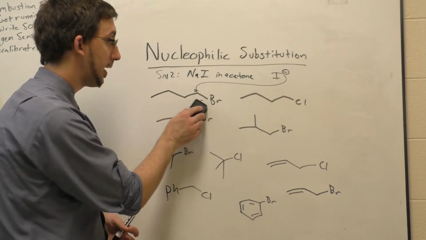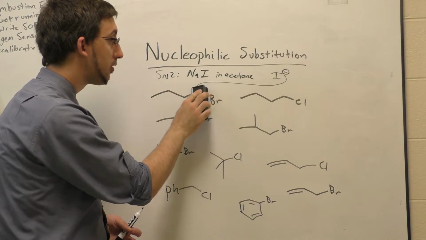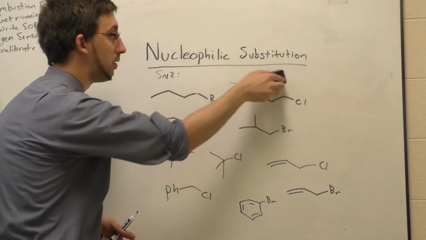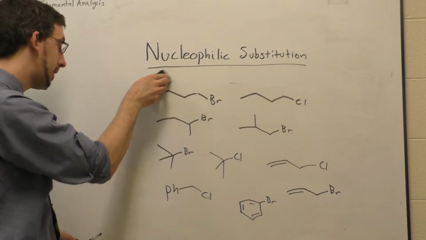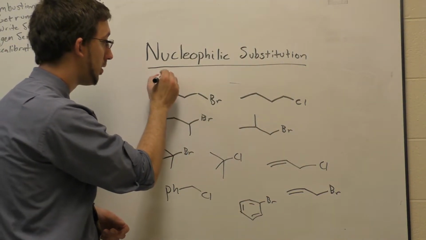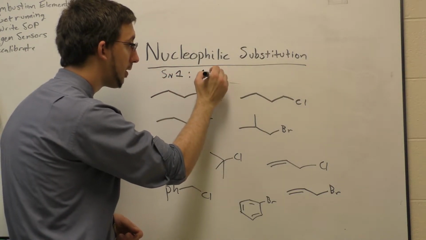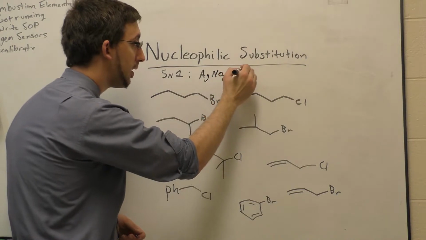We'll do the same type of process or analysis, but in an SN1 reaction case, using silver nitrate in ethanol. So in SN1, we'll use silver nitrate in ethanol.